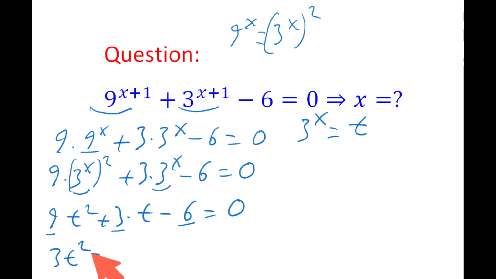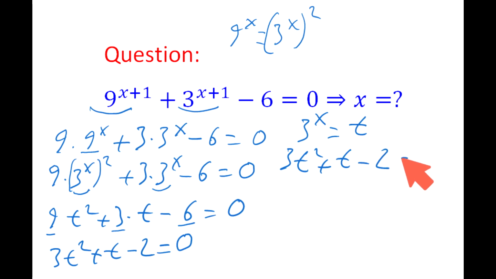3t squared plus t minus 2, which is equal to 0 divided by 3 also. We're going to have 0, guys. So we have an algebraic equation which is 3t squared plus t minus 2, which is 0, guys. Now we need to factor this algebraic equation.